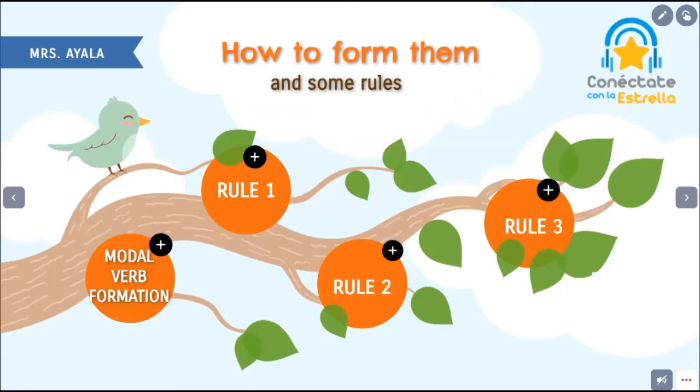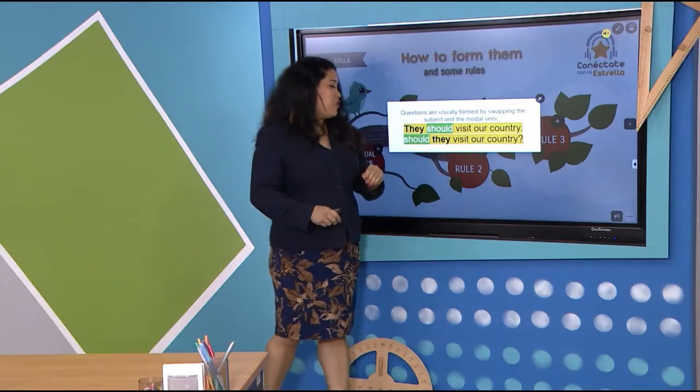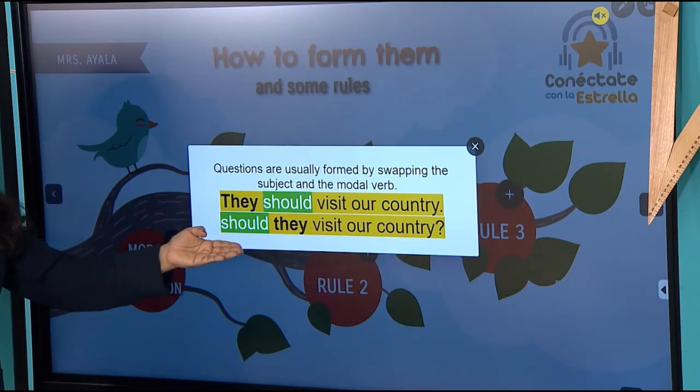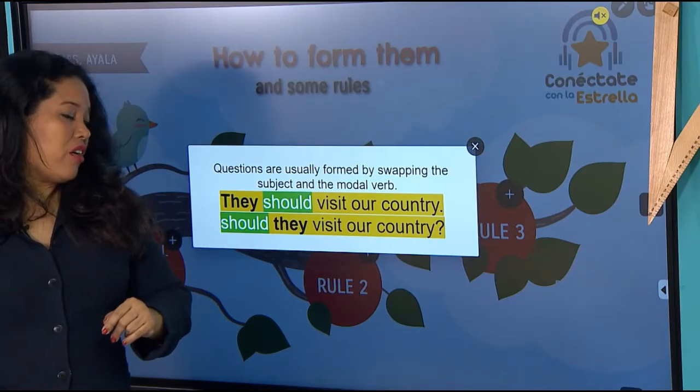And the third rule, questions are usually formed by swapping the subject and the modal verb. For example, they should visit our country. And for question, we swap. Should they visit our country?